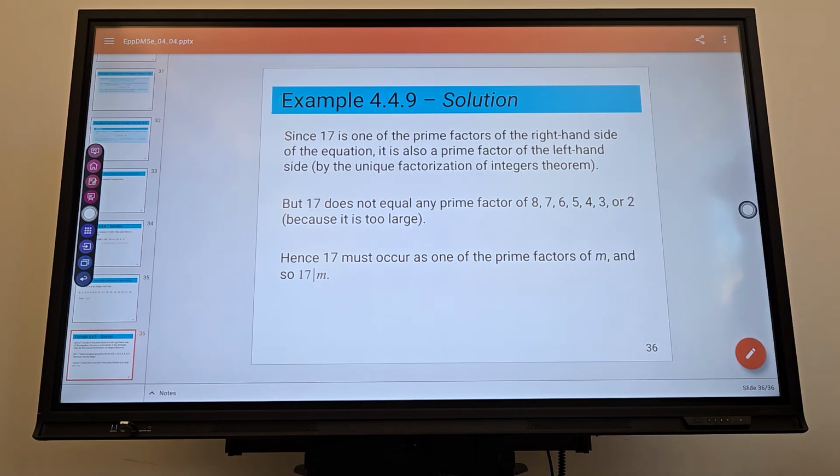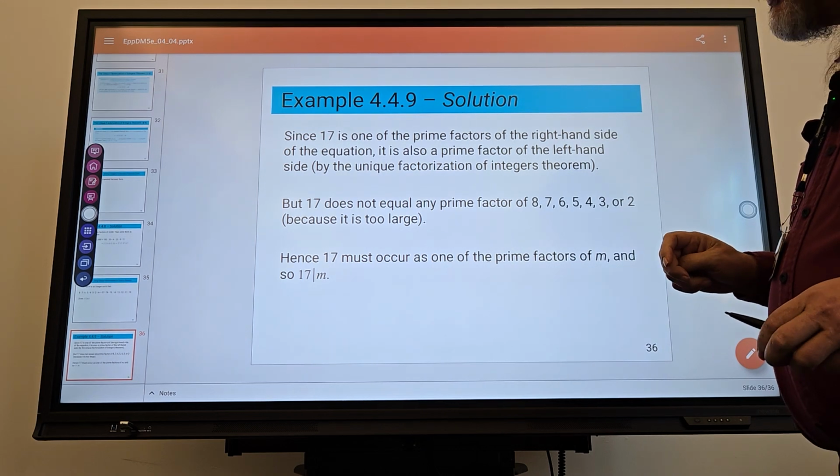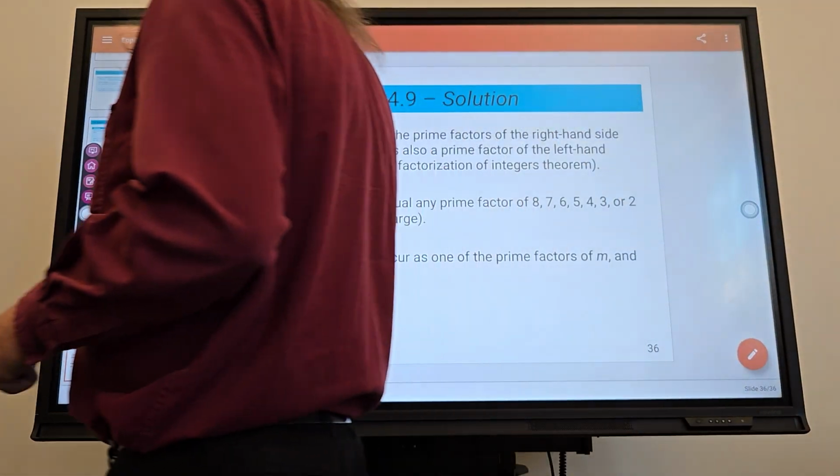There's also a prime factor of the left-hand side. But 17 does not equal any prime factor of those other factors because it is too large. So 17 must occur as one of the prime factors of m. So 17 divides m. And that is divisibility. They use the word beautiful to describe this. I don't know if I would agree with that, but it's interesting.